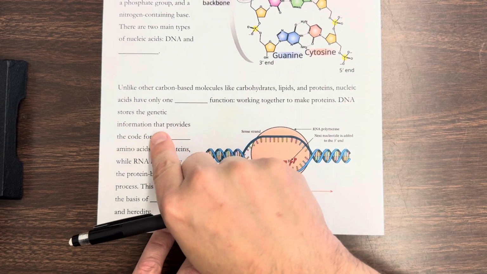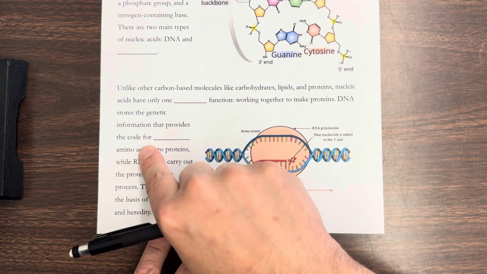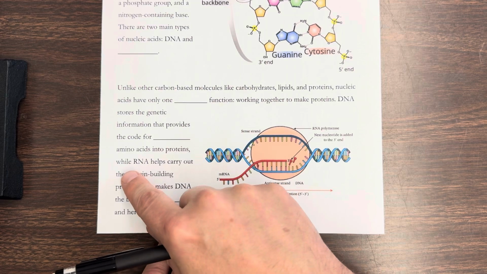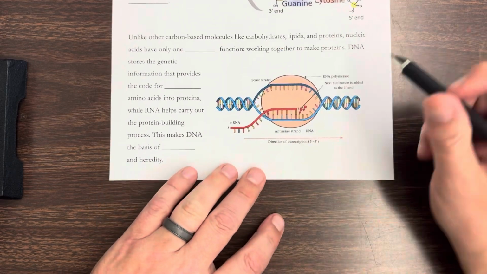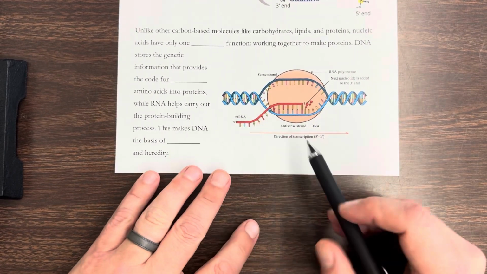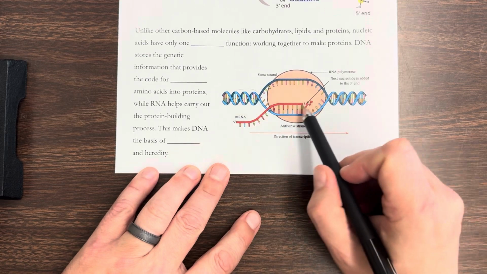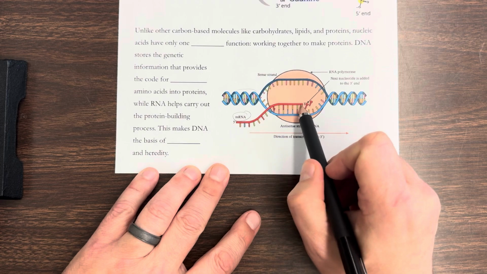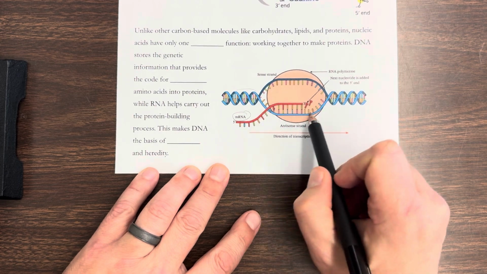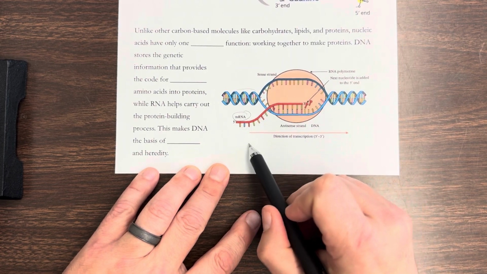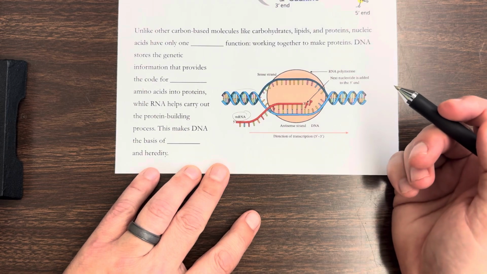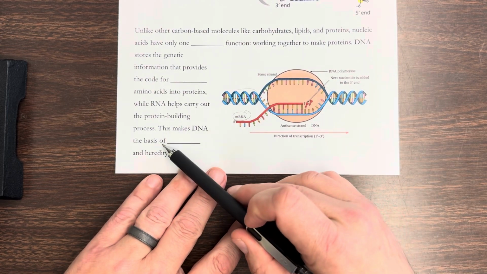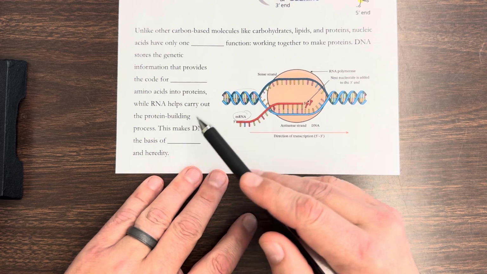DNA stores the genetic information that provides the code for assembling amino acids into proteins, while helping RNA carry out the protein building process. So we've got our DNA in blue here. It has the instructions. It makes an RNA here from those instructions, and then that RNA will go on to make the actual protein. This makes DNA the basis of genes and heredity.